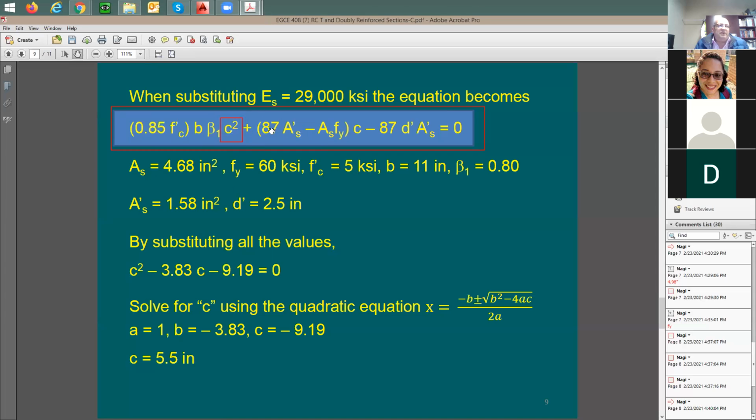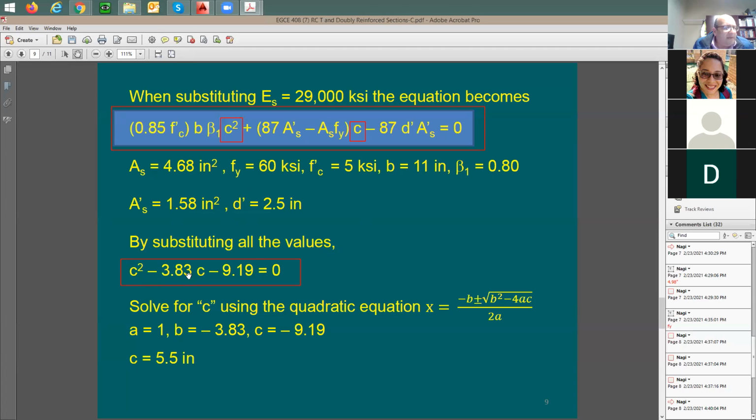How about in this term here, 87, As prime? You have this value. As prime is 158. As, you have it, 468. fy, 60 ksi. c, your variable. 87 d prime, 2.5 inches. As prime, 158, equals 0. Let me take all of these values, substitute in this equation, and here's my final equation that I need to solve.